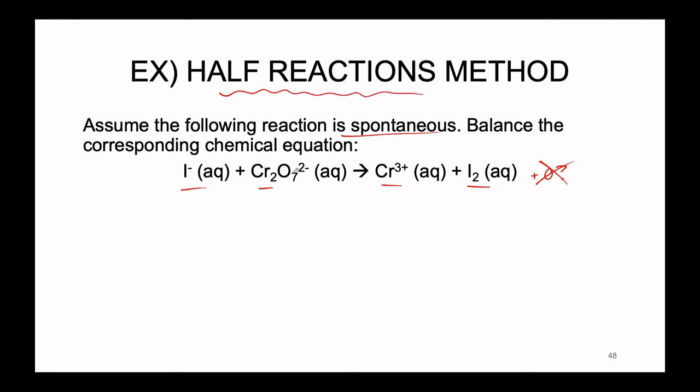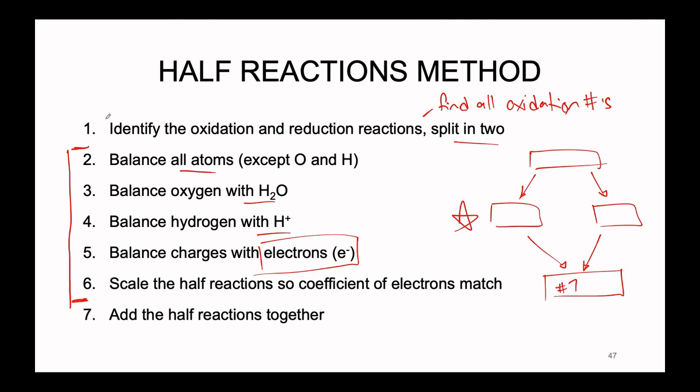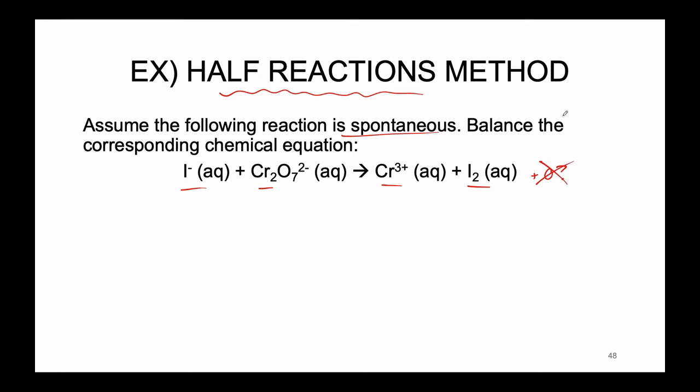This oxygen present in the polyatomic ion, Cr2O7 2-, tells us that the solvent is explicitly getting involved in this redox reaction somewhere, and so we're going to need the half reactions method to figure out exactly where the waters are going to be. All right, so rule number 1, we're going to come back here. Rule number 1, identify the oxidation and reduction reactions and split the thing in 2. In other words, we're going to get some good practice finding all of the oxidation numbers in this species.